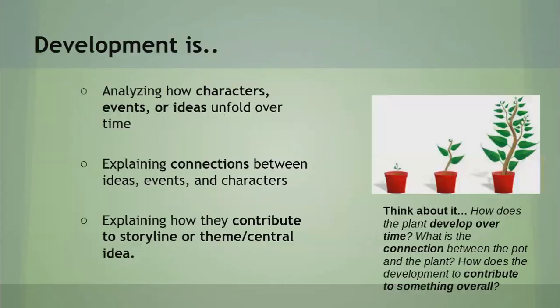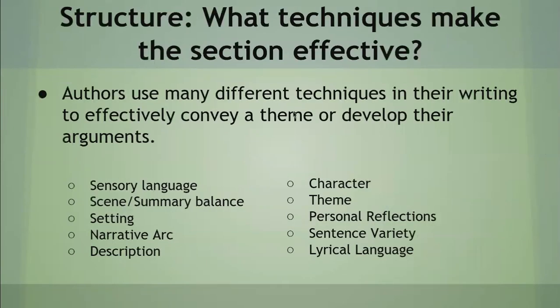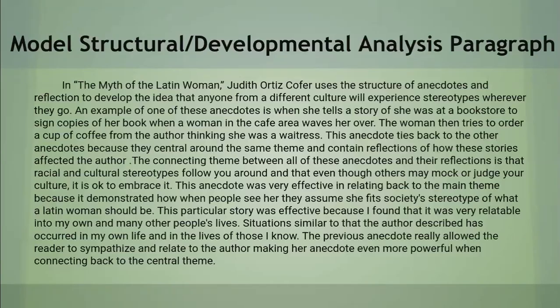So she's using two of these structure techniques, right? She's using anecdotes, so short little stories or memories, and then she's using reflections. How did she feel about these memories, these events, and then that all works together to further her central idea that anyone from a different culture will experience stereotypes wherever they go. All right.